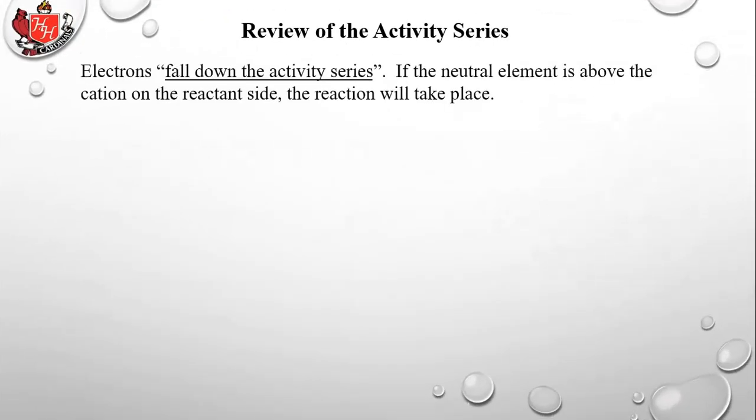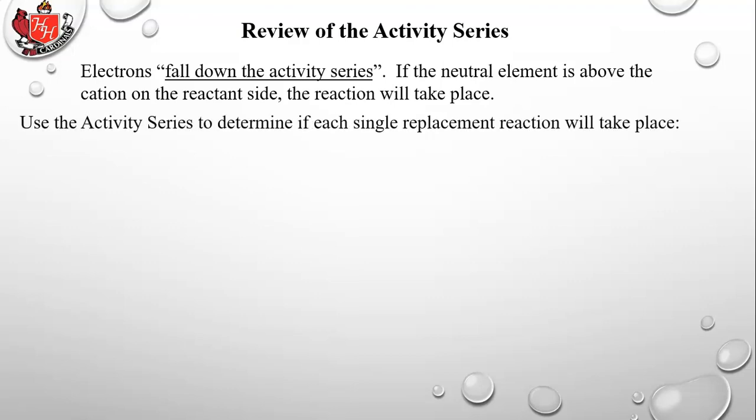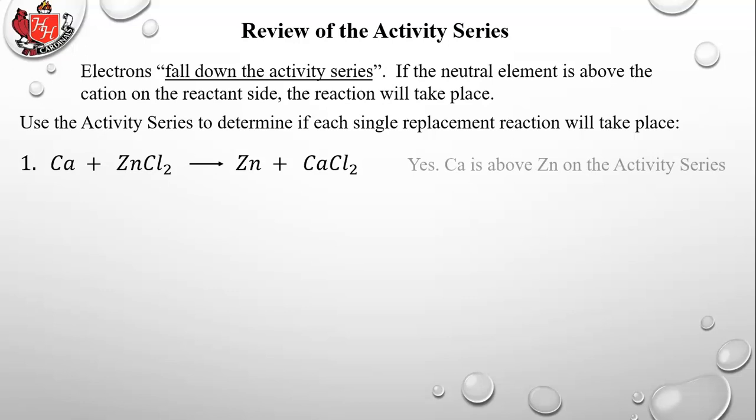So again, electrons fall down the activity series. If the neutral element is above the cation on the reactant side, the reaction will take place. So use the activity series to determine if each single replacement reaction will take place. And I'm not going to give you all the examples that we did back in lesson 35. So here's the same one. And we said that that is going to take place. Yes, the calcium is above zinc on the activity series.